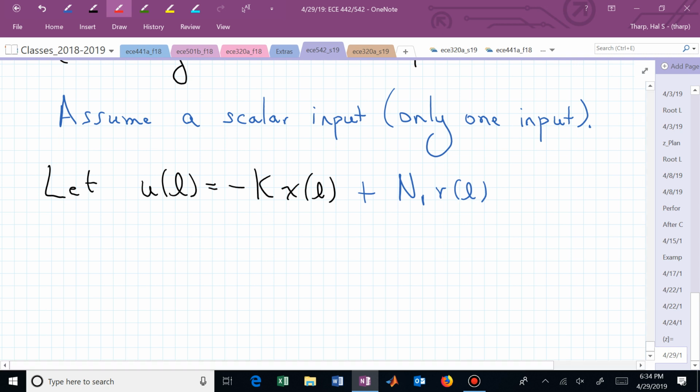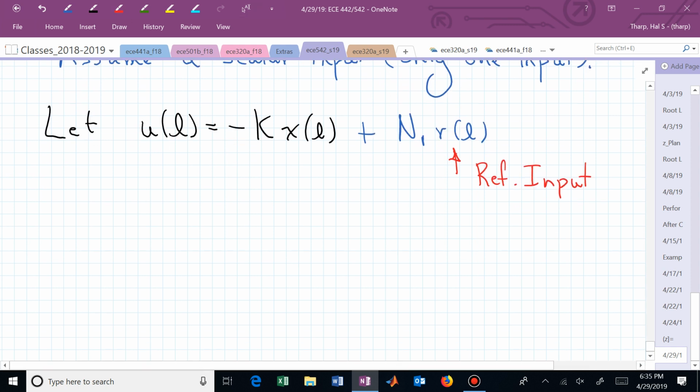We're letting u of k equal minus Kx of k plus, let's call it n sub 1 r of k. Here is now our reference input that we weight by n sub 1, that's a gain value, and use that in combination with this linear combination of state variables x.